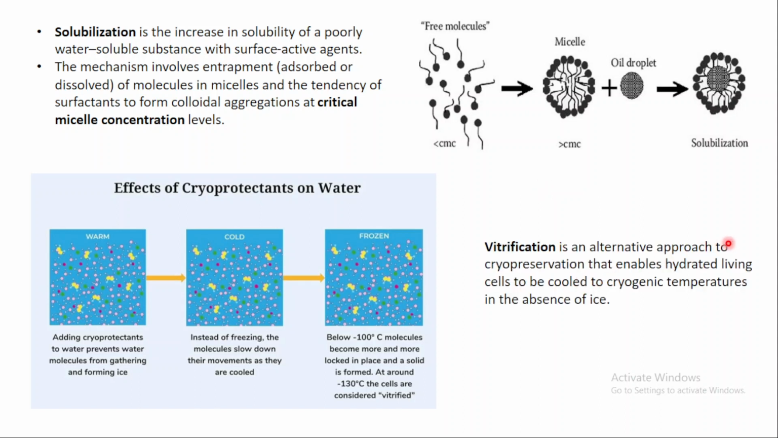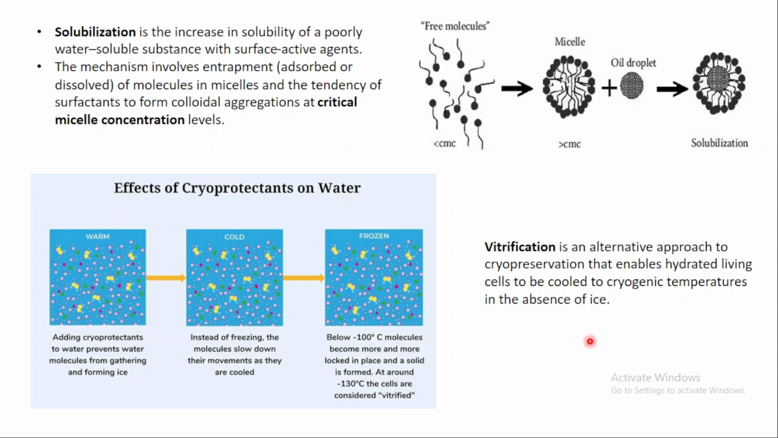Vitrification is an alternative approach to cryopreservation that enables hydrated living cells to be cooled to cryogenic temperatures in the absence of ice. In cryogenics, we saw the use of sub-zero temperatures for freezing substances. But in vitrification, we can bypass the ice crystal formation in a live sample or a substance that will enable hydrated living cells to be cooled to cryogenic temperatures.